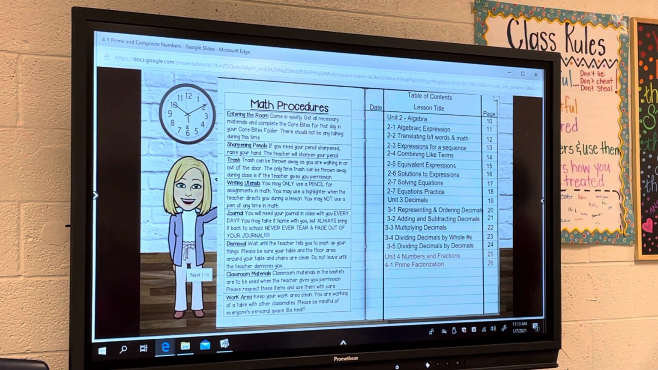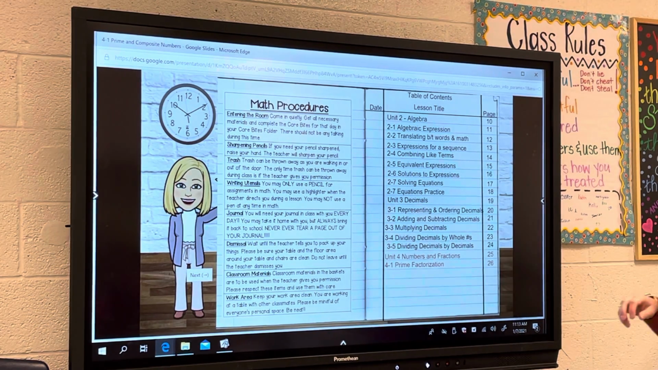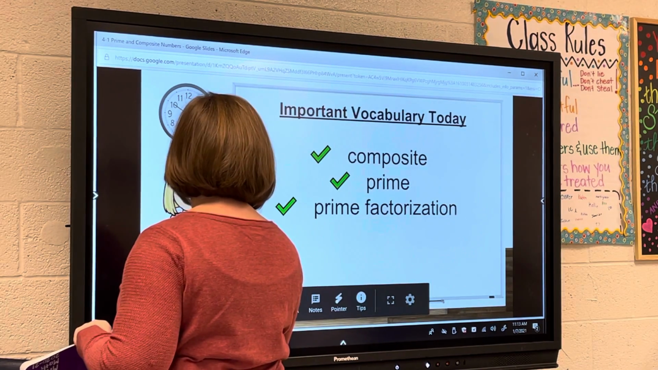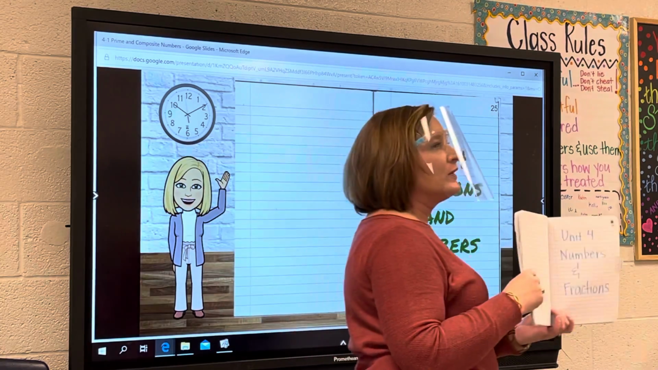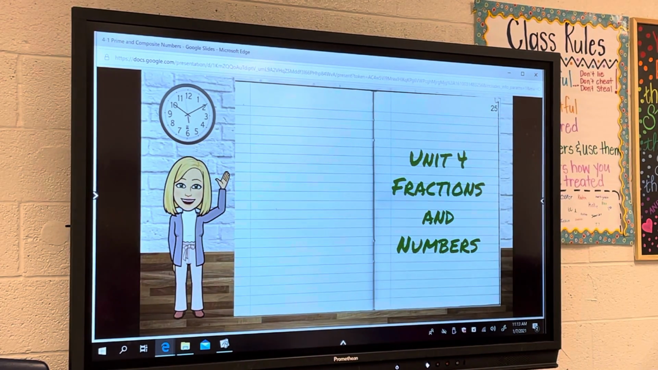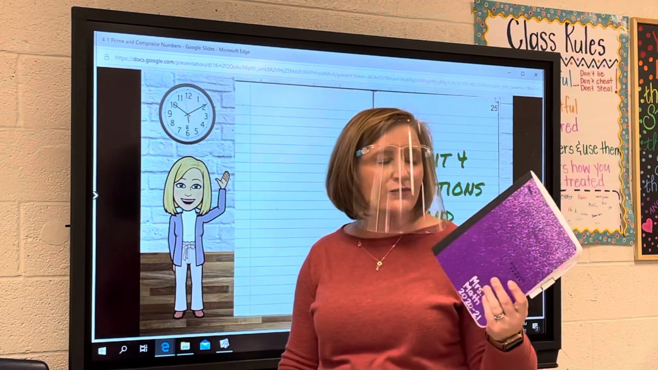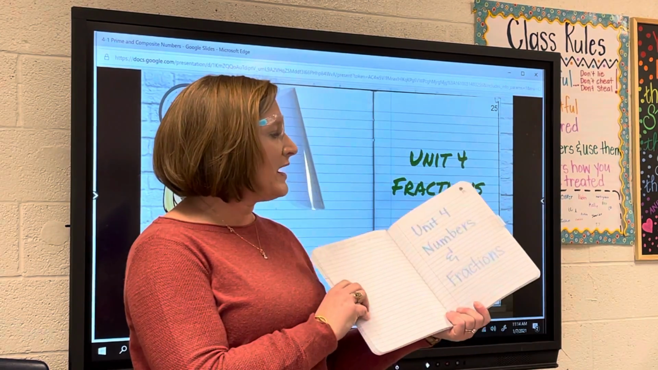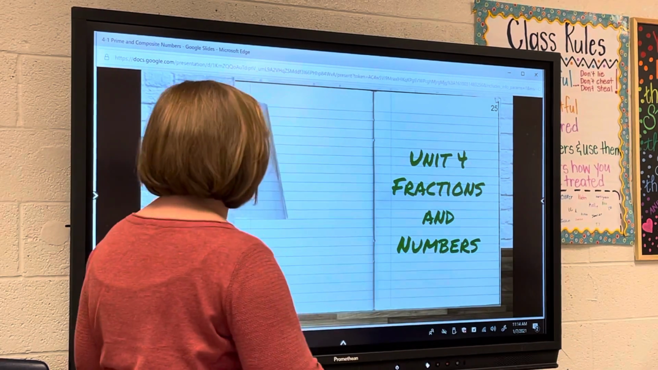All right, if you will turn to page 25, on page 25, you need to write Unit 4, Numbers and Fractions. If you have a tab, you can add your tab so that you can see it when you're looking at your journal. If you don't have a tab, that does not matter. Your pages are numbered at the front, so that's not that big of a deal. But you do need to have, on page 25, Unit 4, Numbers and Fractions.